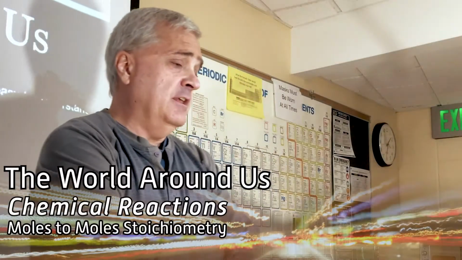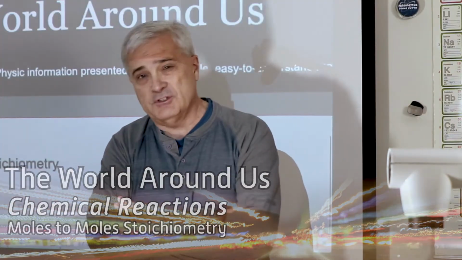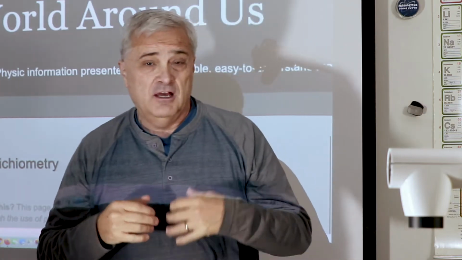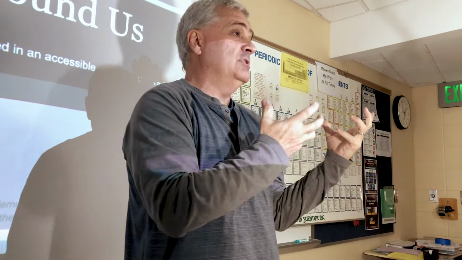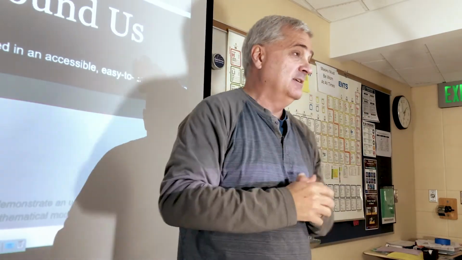Bill Snodgrass, and in this episode of The World Around Us, we're starting down the path of stoichiometry, a fancy word that means how much of this and how much of this go together to make how much of that.